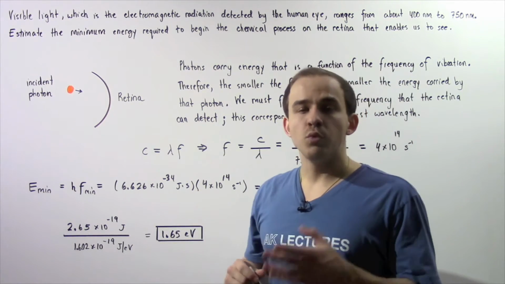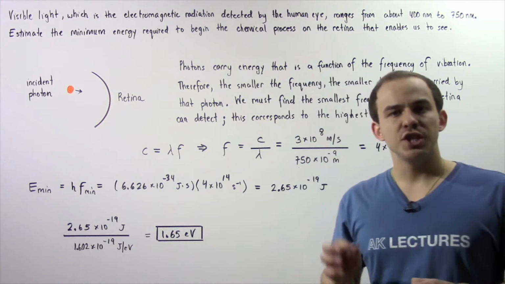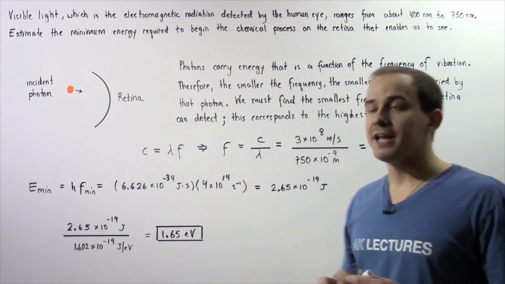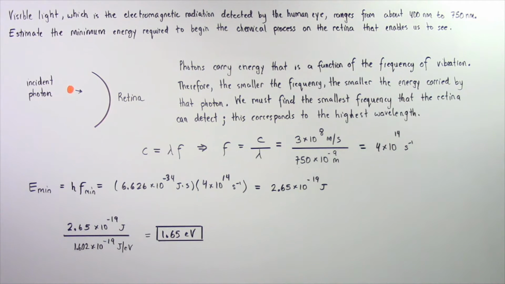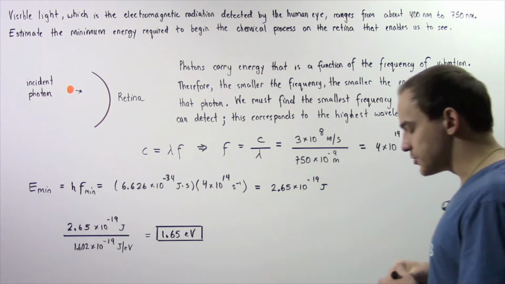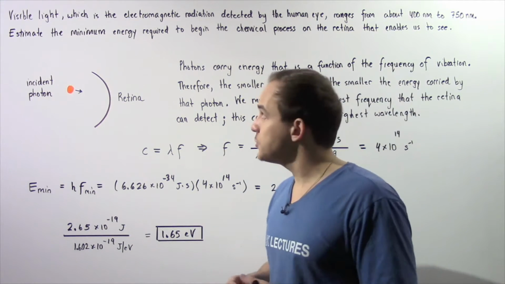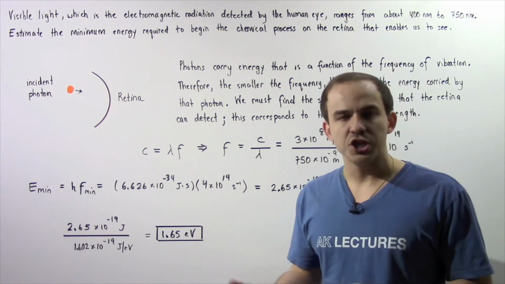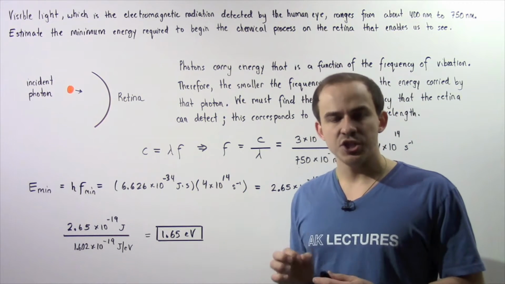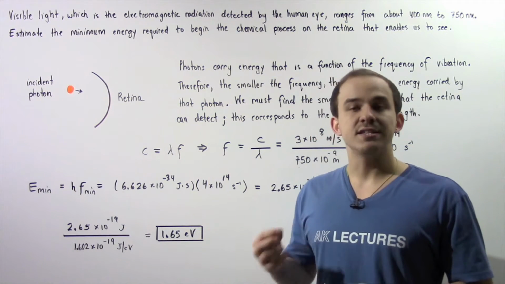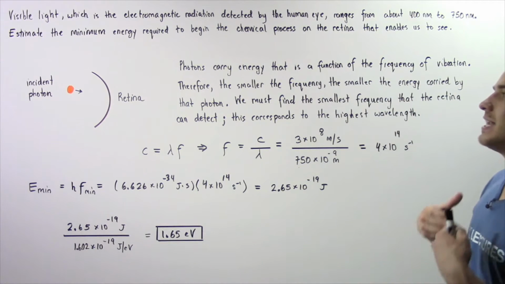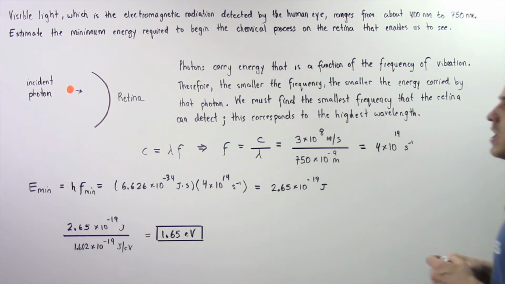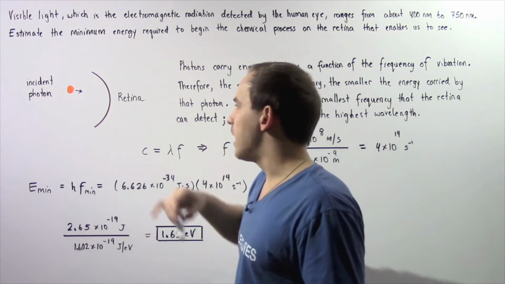Visible light, which is the electromagnetic radiation that is detected by the human eye, ranges from a wavelength of about 400 nanometers to a wavelength of about 750 nanometers. Using this information, we want to estimate the minimum quantity of energy that is required to initiate the chemical processes on the retina of the eye that enable us to actually see. So let's begin by looking at the following diagram.